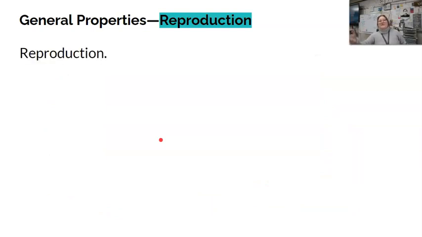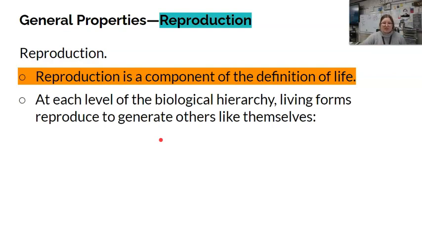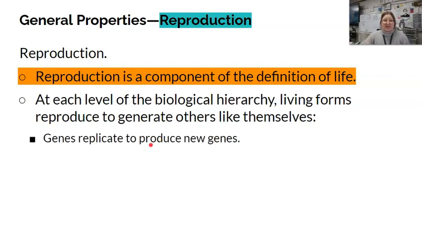Another is living things have to be able to reproduce, otherwise how are more living things going to come? So reproduction is a component of the definition of life. At each level of the biological hierarchy, living forms reproduce to generate others like themselves. So genes have to replicate to produce new genes, as when cells make new cells, each cell is going to need its own set of genes, so those genes replicate.